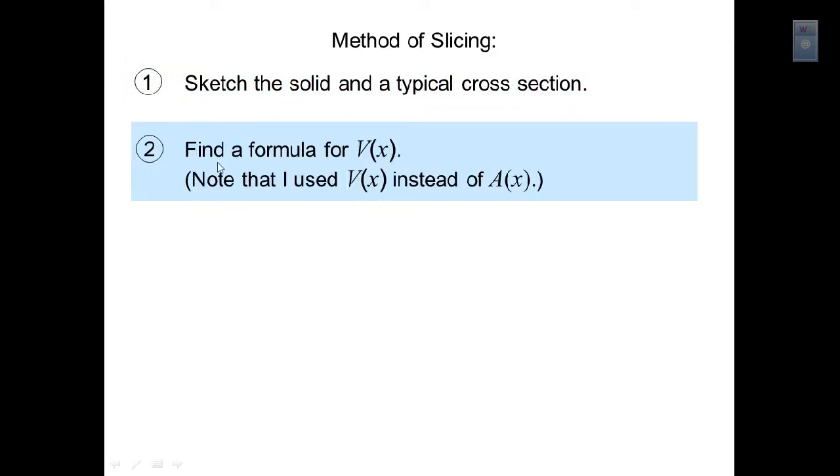Number 2, find a formula for V of x. Note that I used V of x instead of A of x. You're going to find V of x by doing A of x times whatever the thickness is, which in this case, if you're finding area with respect to x, it's going to be A of x times dx. That's the volume. Area times the thickness gives you the volume.